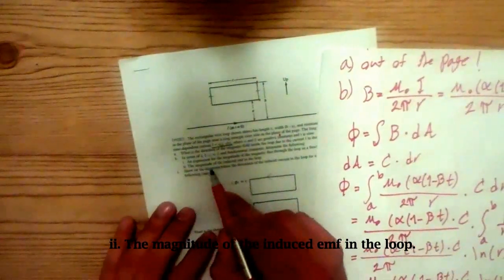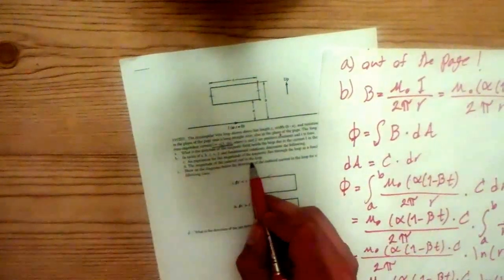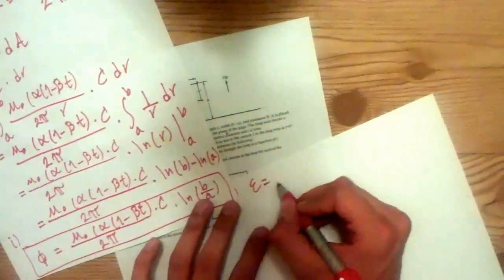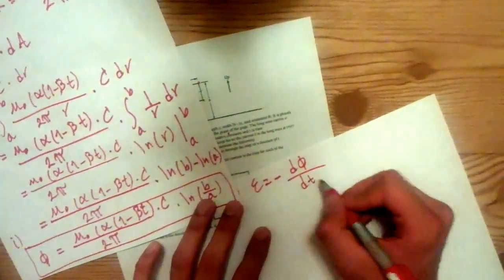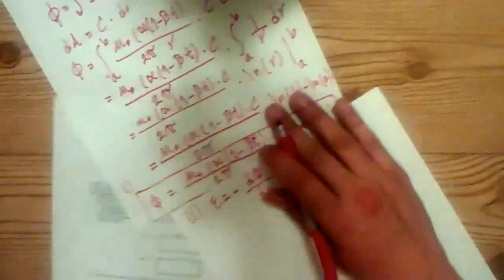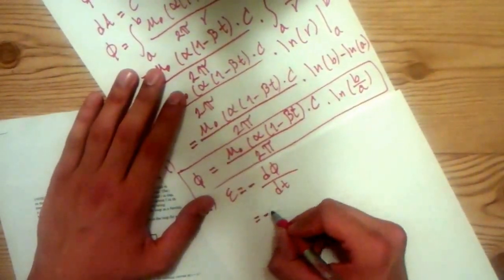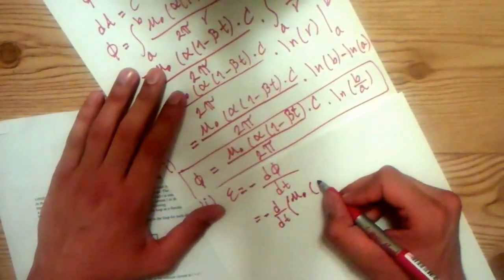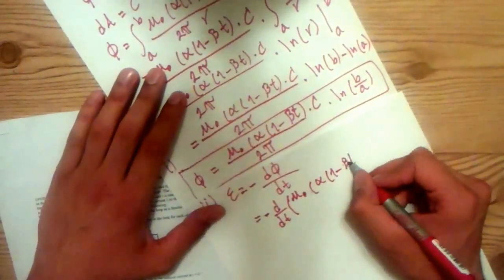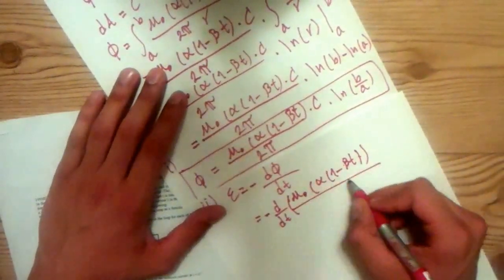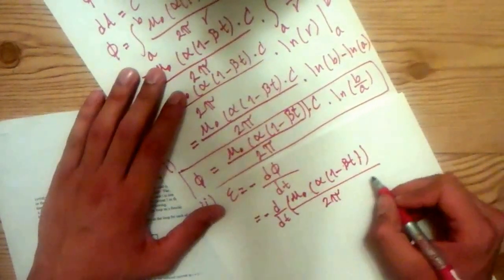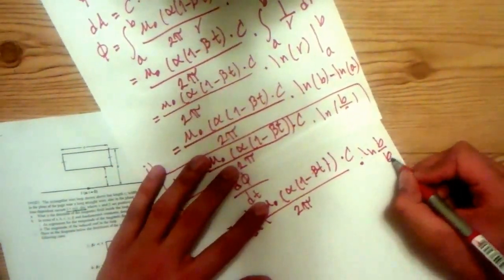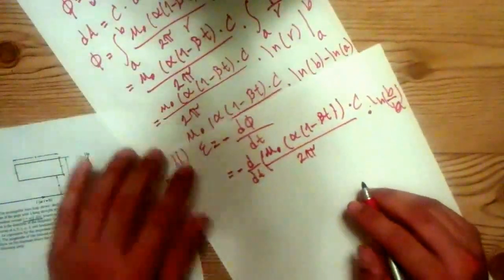Now we have B2, the magnitude of the induced EMF in the loop. What is EMF? EMF is the negative derivative of flux with respect to T. We have the flux here, so I'm just going to rewrite it: negative d/dt of mu naught times alpha times (1 minus beta T) over 2 pi times C times natural log of B over A. Now we have to take out our constants.